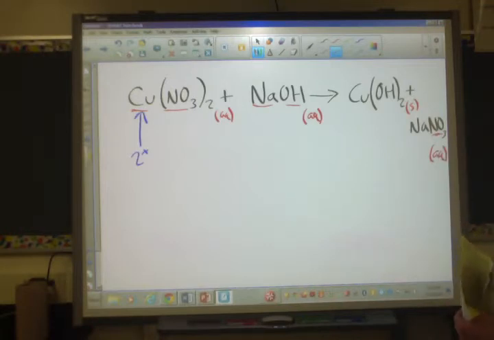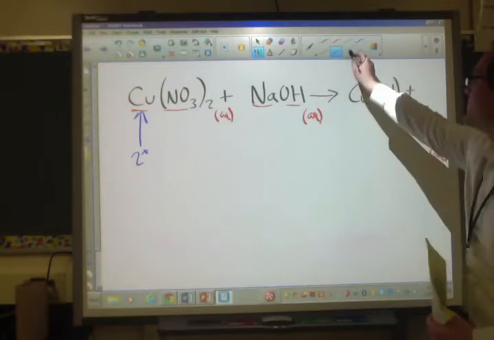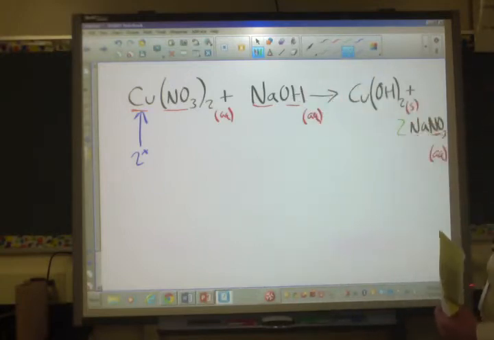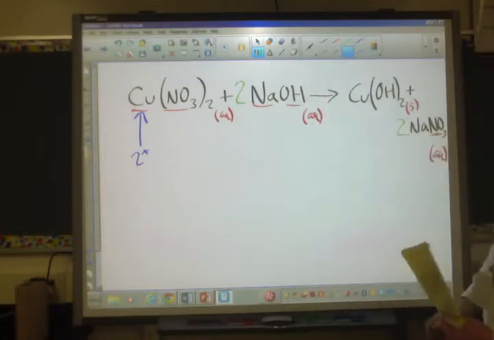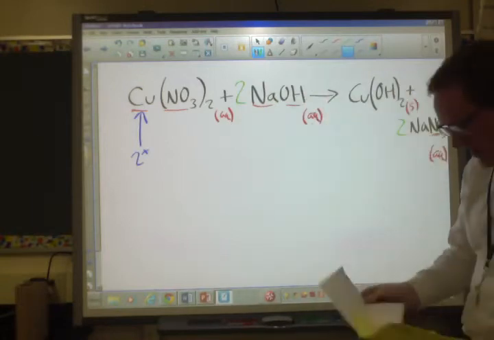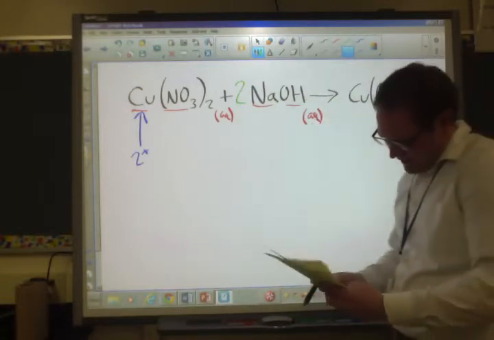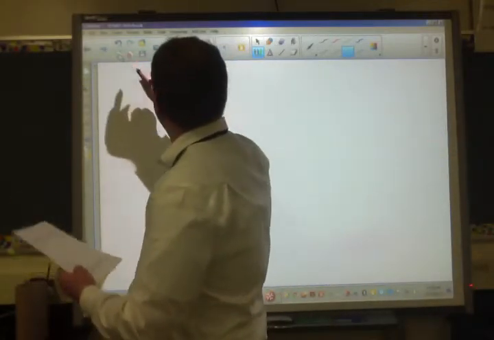Okay, so now I need to go back and balance. Let's see, I have 2 nitrates there, so I need 2 nitrates. This gives me 2 sodiums, 2 sodiums, 2 hydroxides, 2 hydroxides. It's balanced. All right, last one.